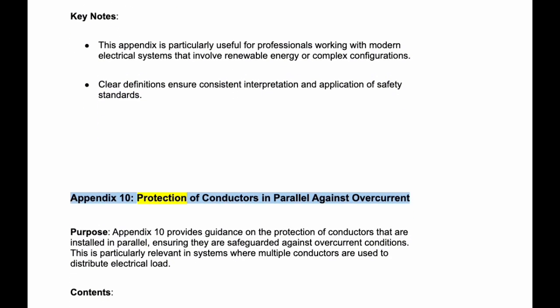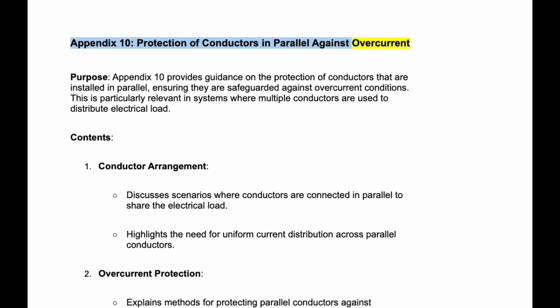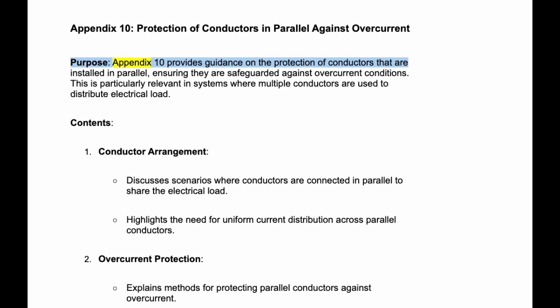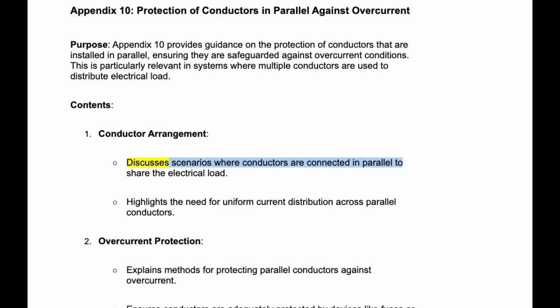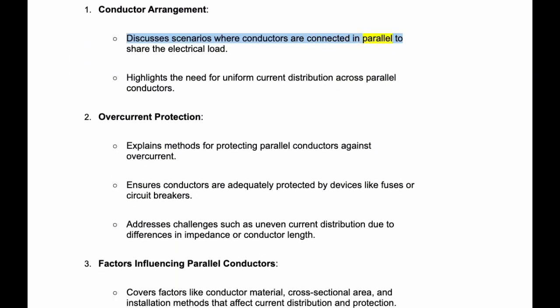Appendix 10, Protection of conductors in parallel against overcurrent. Purpose. Appendix 10 provides guidance on the protection of conductors that are installed in parallel, ensuring they are safeguarded against overcurrent conditions. This is particularly relevant in systems where multiple conductors are used to distribute electrical load. Contents. Conductor arrangement. Discusses scenarios where conductors are connected in parallel to share the electrical load. Highlights the need for uniform current distribution across parallel conductors.